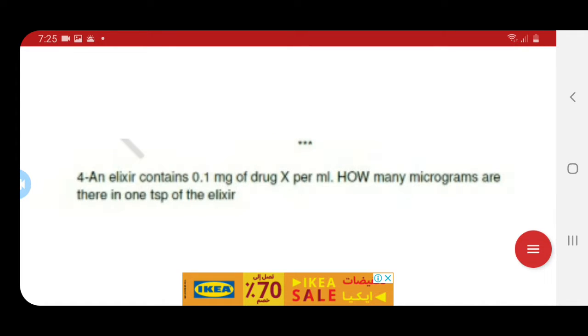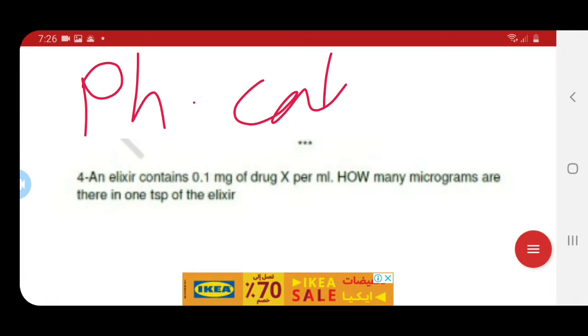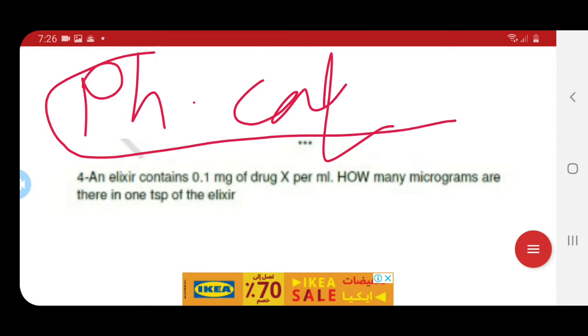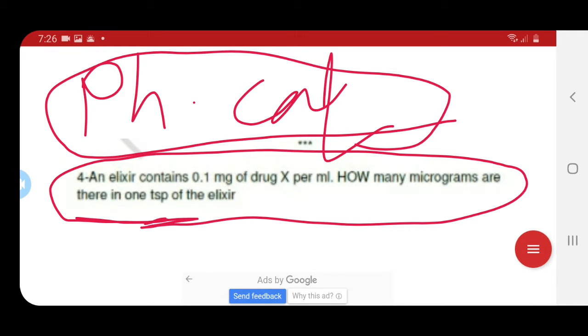Today we will talk about pharmaceutical calculations. So, today we will answer a question right now. It's an easy question. It says an elixir contains 0.1 milligram of drug X per milliliter. How many micrograms are there in 1 teaspoonful of the elixir?